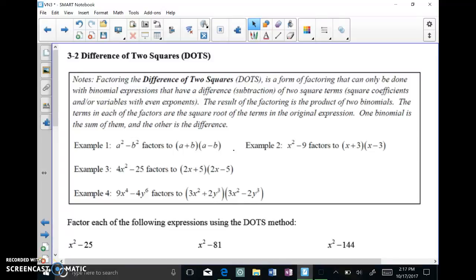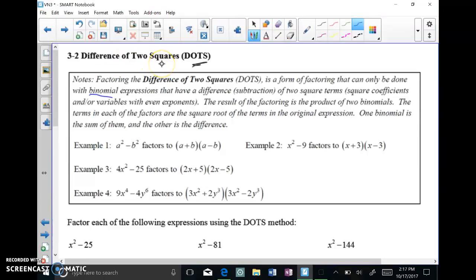Algebra 1 Common Core, Unit 3, Section 2, Difference of Two Squares, abbreviated to DOTS. So, in the last video, we learned about factoring with a GCF, a greatest common factor. Difference of two squares is another factoring method, but it's a factoring method that could only be done on binomials, but not only that, specific binomials.